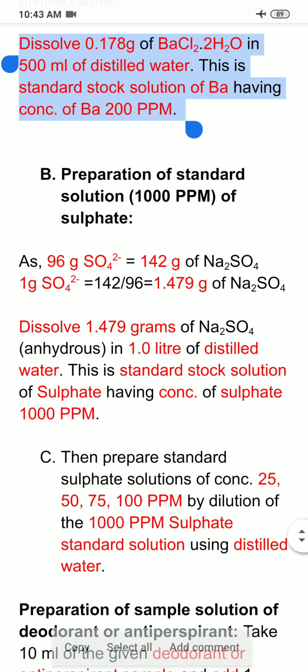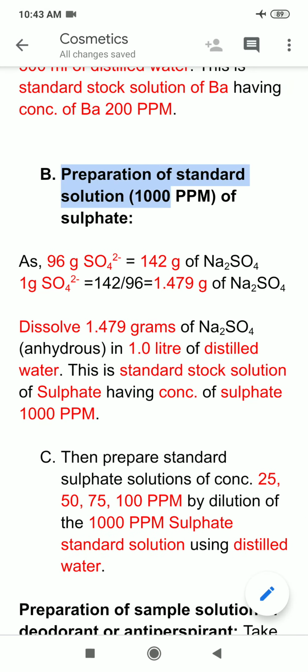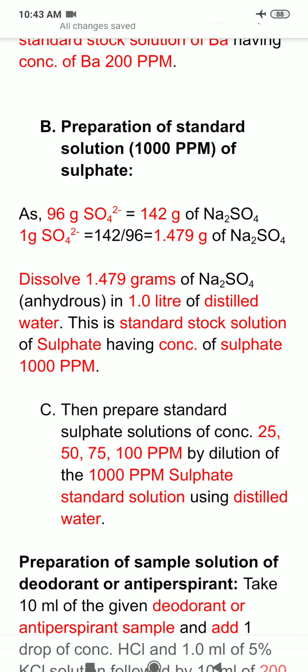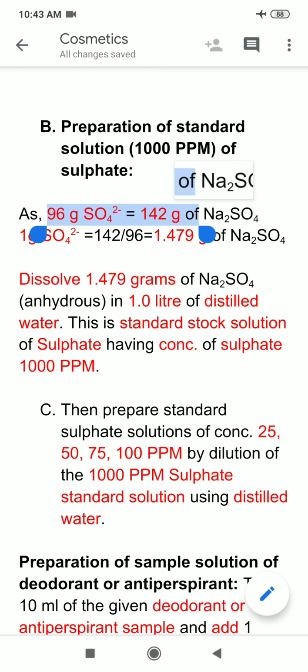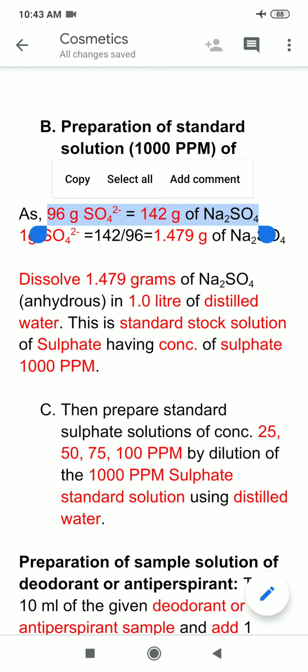Next is preparation of standard solution of sulphate. Say we are using 1000 ppm of standard sulphate solution. The molecular weight of sulphate ion is 96 grams and that of sodium sulphate is 142 grams, and we are using anhydrous sodium sulphate. So I can write that 96 grams of sulphate ion is equal to 142 grams of sodium sulphate.